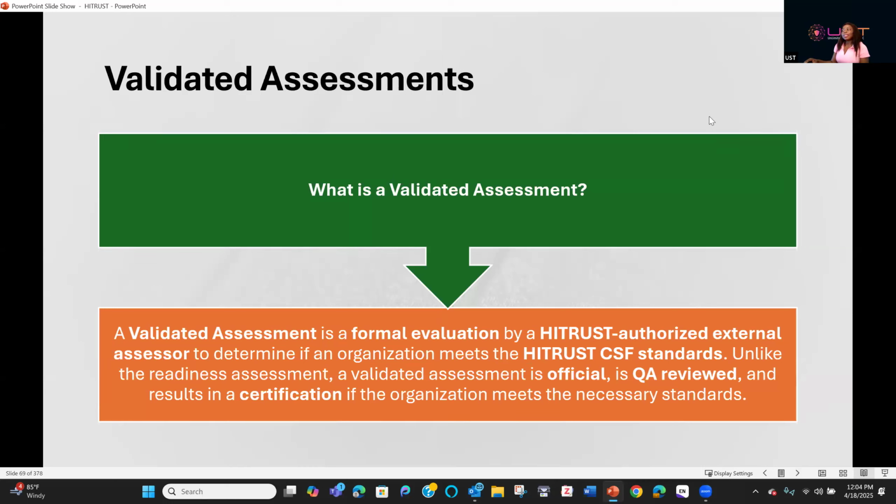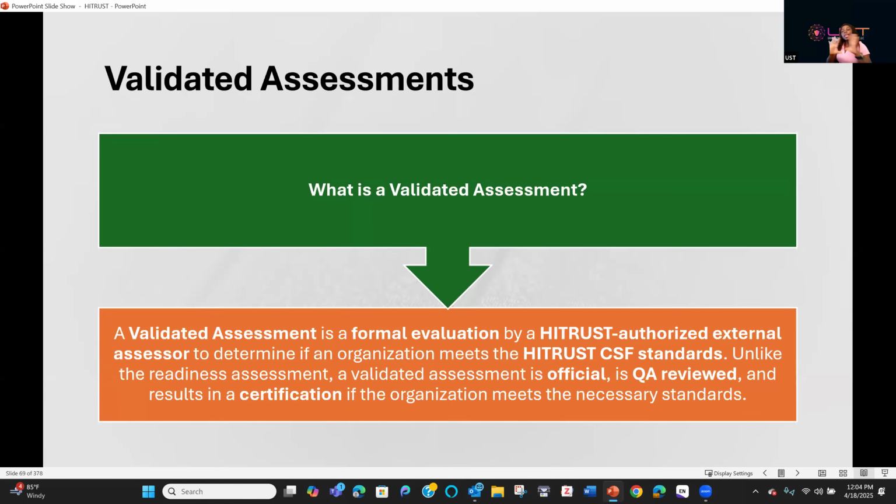Then for validated assessment, let's see what a validated assessment is. We'll try and conclude the slide and then we'll take it next time. Okay. What is a validated assessment? A validated assessment is a formal evaluation by a HITRUST-authorized external assessor to determine if an organization meets the HITRUST CSF standard. Unlike the readiness assessment, you hear the word validation, a validated assessment is official, has a QA review, and results in a certification if the organization meets the necessary standards.